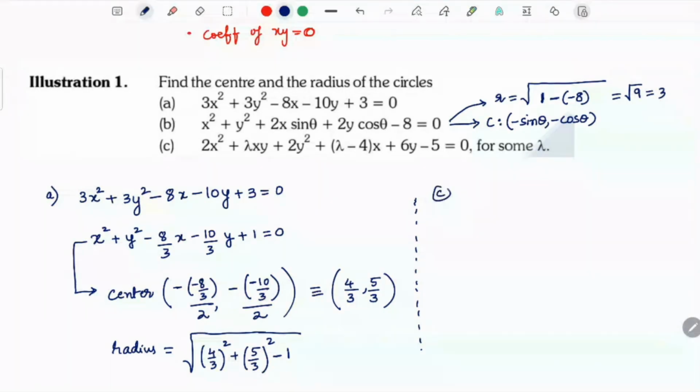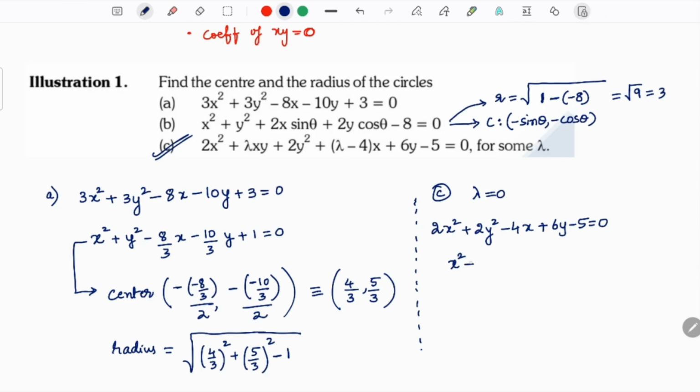All right. So C. Now see, they have given a circle equation. They are saying this is a circle equation. So what can I comment about lambda value? Lambda is 0, because xy term should not be there. That means the equation becomes 2x square plus 2y square minus 4x plus 6y minus 5 is equal to 0. So from here, you know what to do.